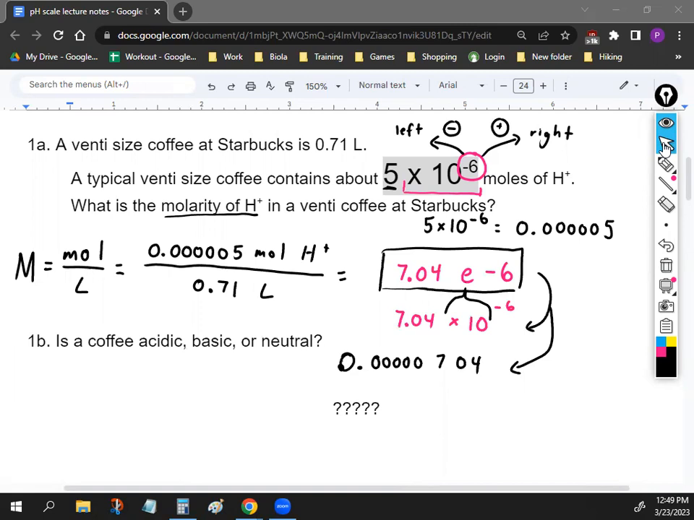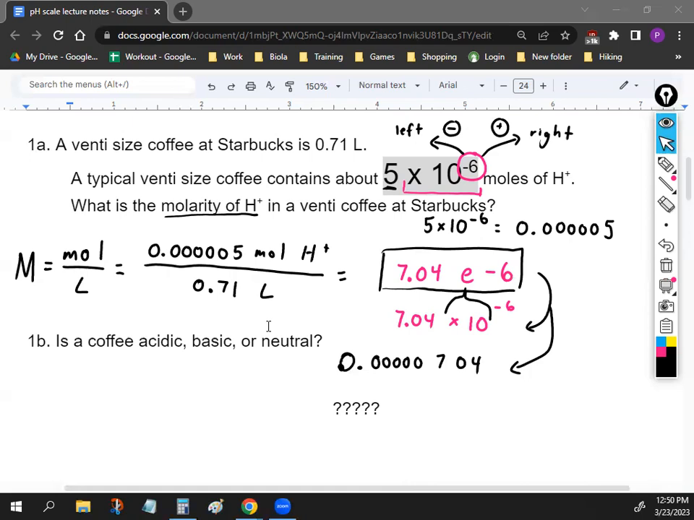All right, any questions on how to punch that into your calculator? Okay, so what this means is coffee contains this much. This is the molarity of H plus in coffee. Yeah, did you have a question? All three of them are fine. Yeah, whatever you give me, they're correct. Okay. All right, so this is the molarity of H plus in coffee.